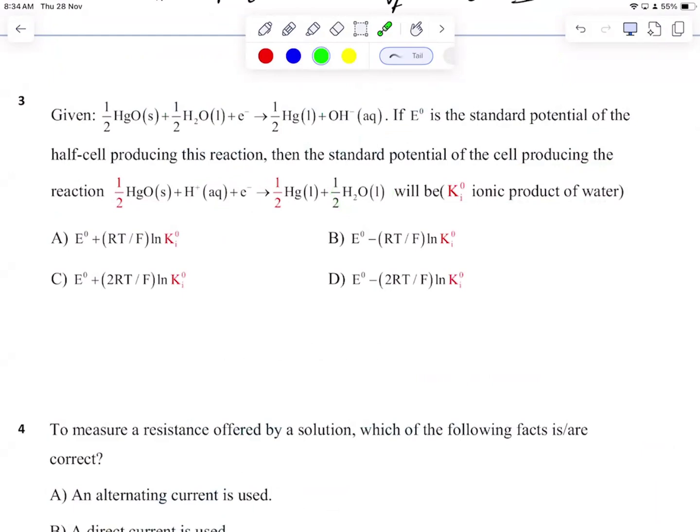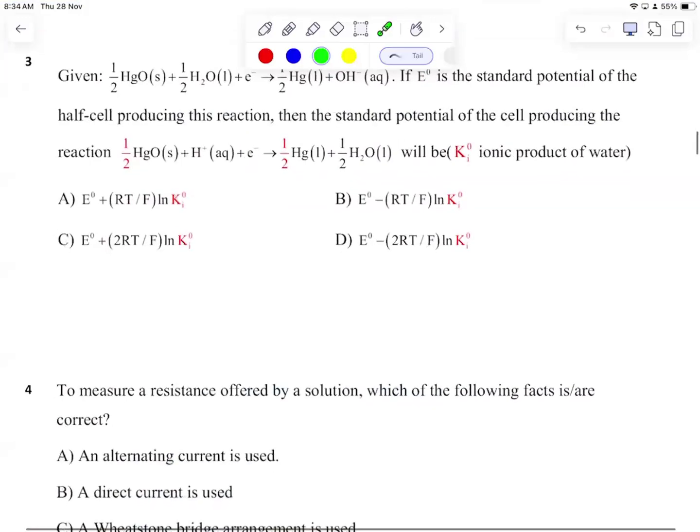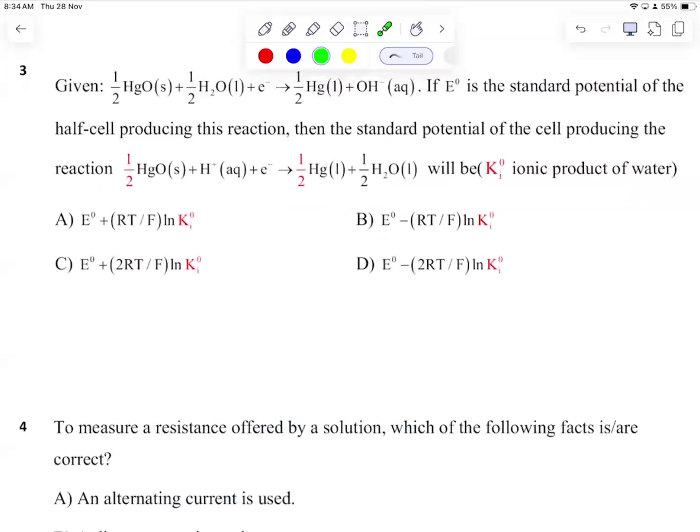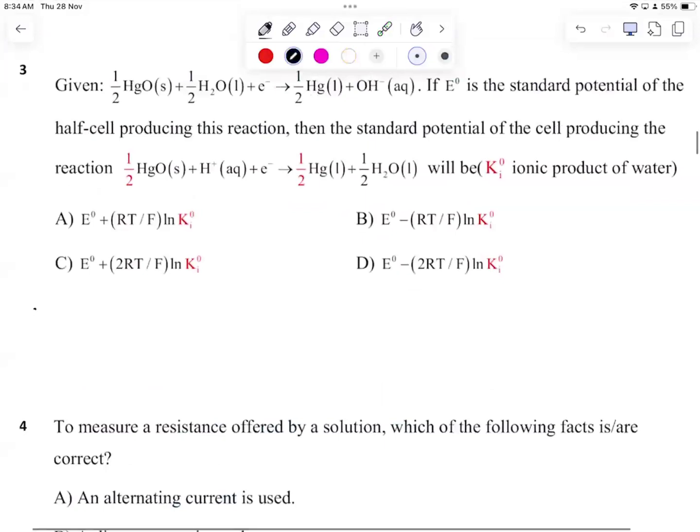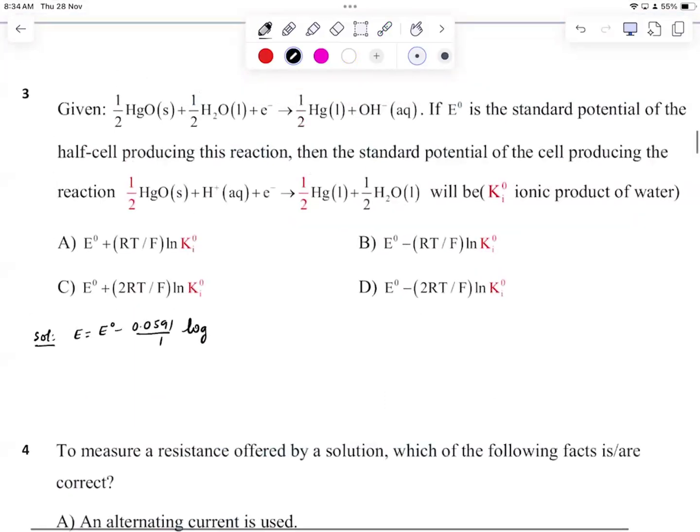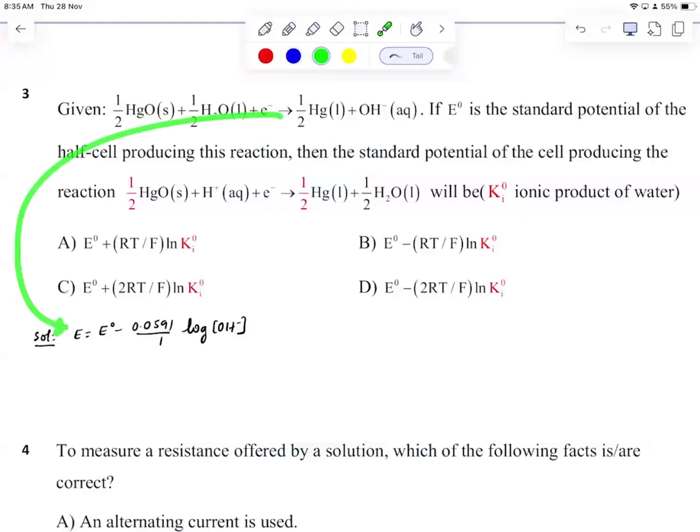So for the first case, if you notice, what we could write as E value here, because he's talking about the cell potential, I could write E is equal to E naught minus 0.0591 by 1 log of concentration term. Can you see this? This is liquid, this is liquid, this is solid. These are all pure forms. So only thing that will be left will be OH minus. This is what you will have for the first equation. For the first equation, if you write the electrode potential, this is the equation which you will have.